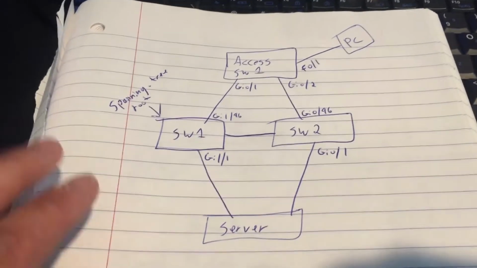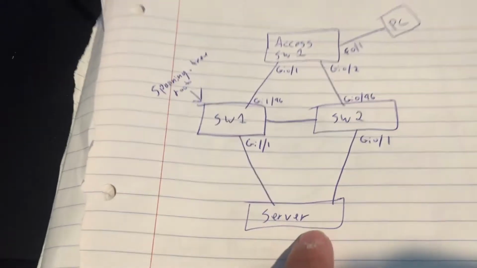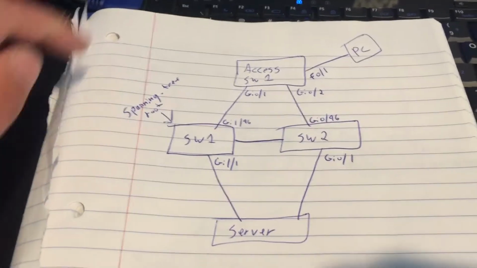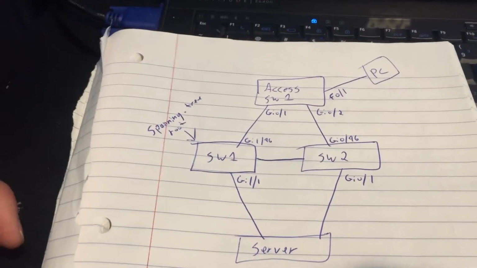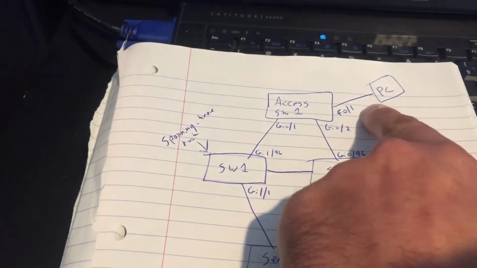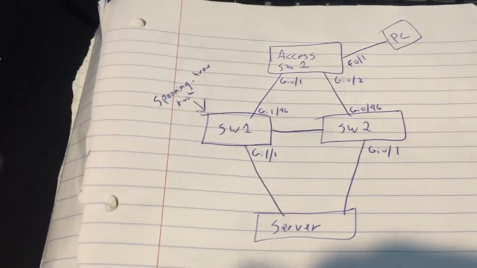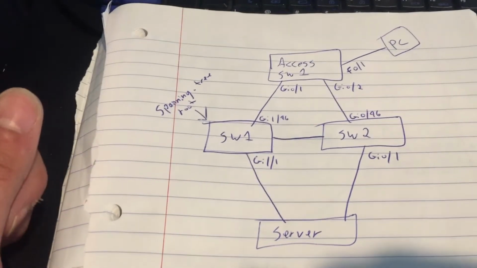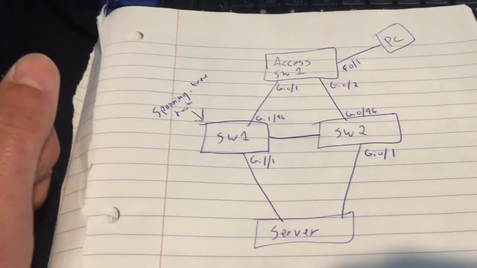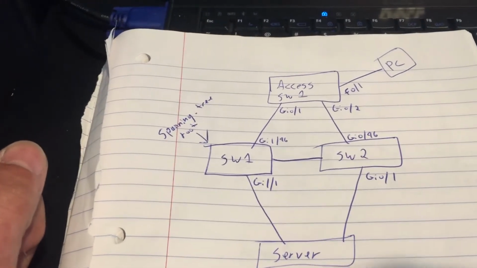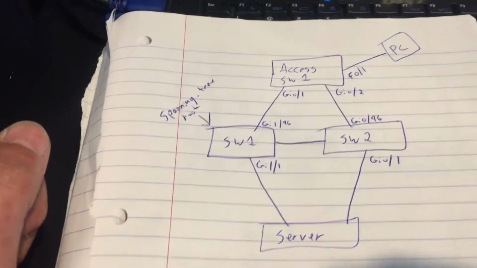We just have a real simple topology here where we have the server connected to 2 different switches, and these switches connected to an access switch, and then a PC connected to that access switch. It's a layer 2 topology, so of course spanning tree protocol is involved. Yuck. I am not a big fan of spanning tree. I don't think anybody watching this really is either.